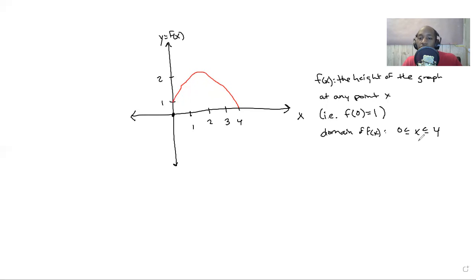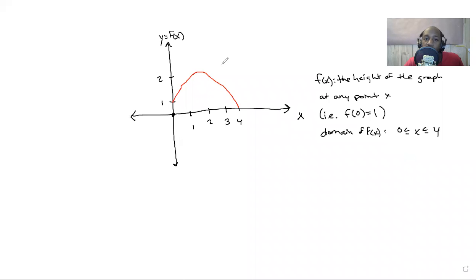Quick note, I didn't write it as x is greater than 0 and less than 4. It has to include 0, because you see here, 0 is a point on that line, so x can be equal to 0. 4 is a point on this line, so x can actually be equal to 4. Okay, let's keep on going.